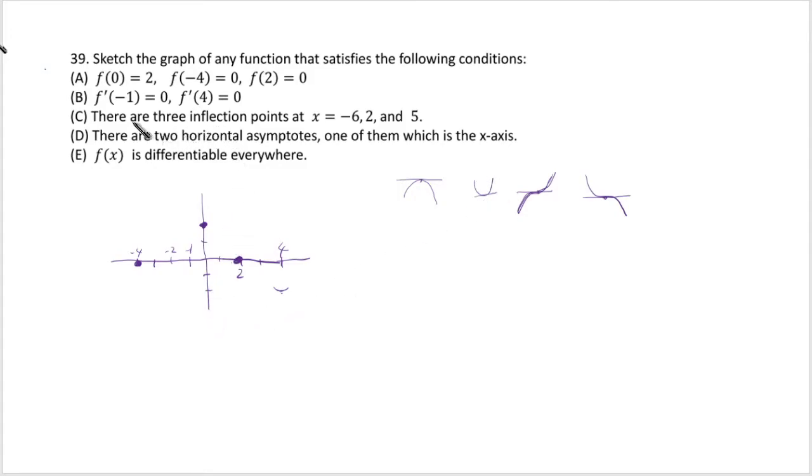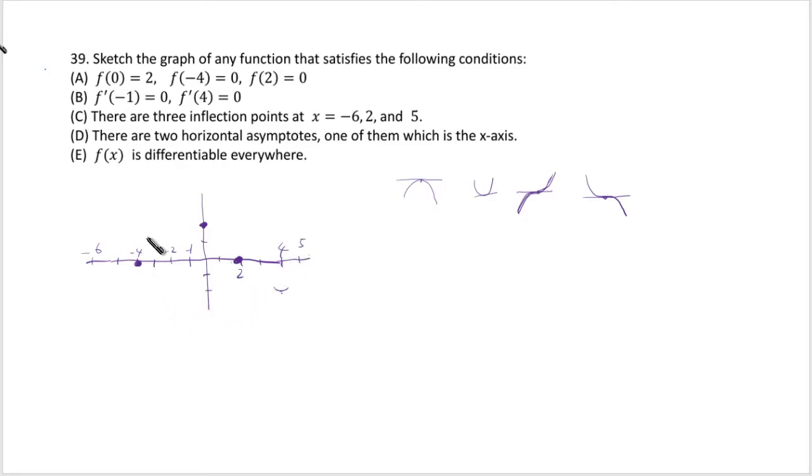Now there are 3 inflection points at x equals -6, -5, -6. So there's an inflection point. And then at 2 there's an inflection point. Not -2, +2 there's an inflection point, and there's an inflection point at 5.